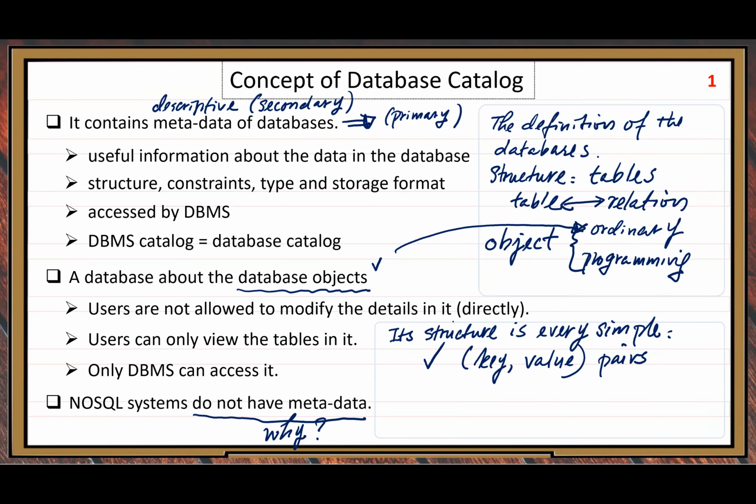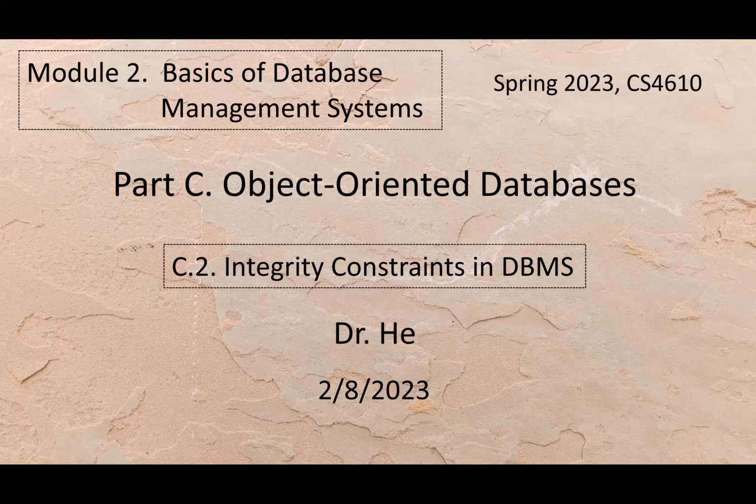All right. So here, that's the background information about database catalog. Okay, yeah, that should be enough for our background. So this information is enough. Okay, yeah. All right. Next topic now. Yeah, C.2, integrity constraints in DBMS.